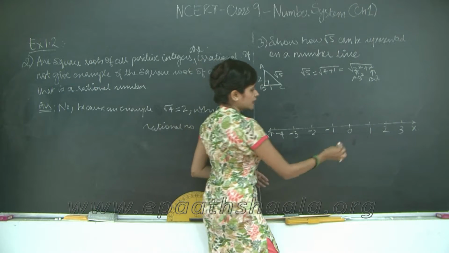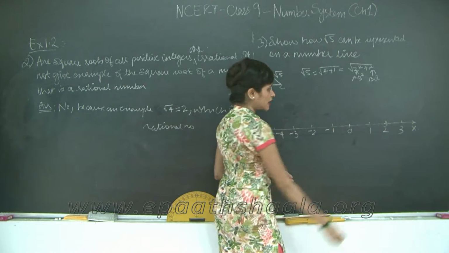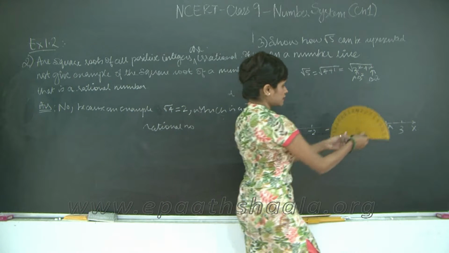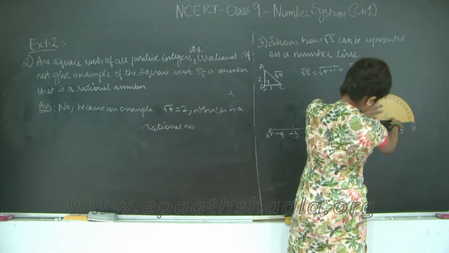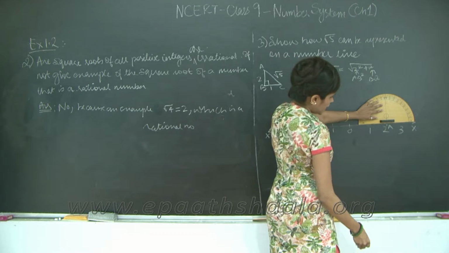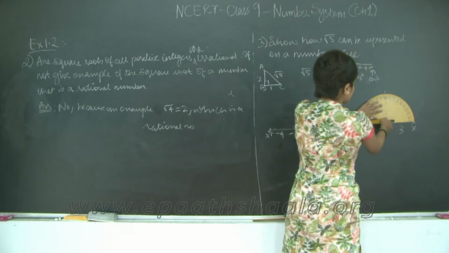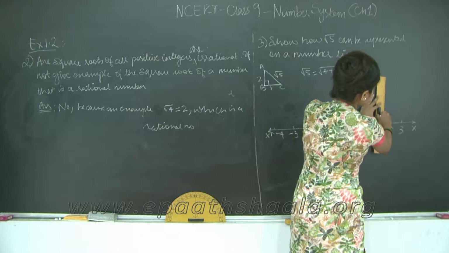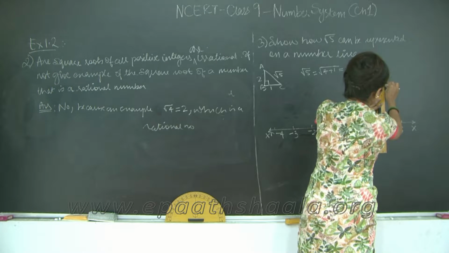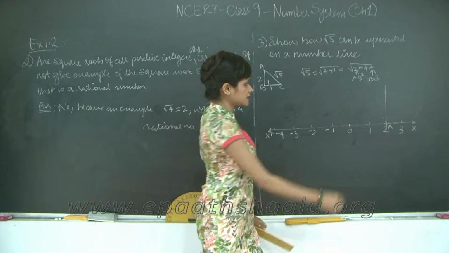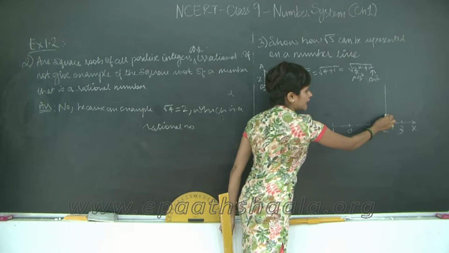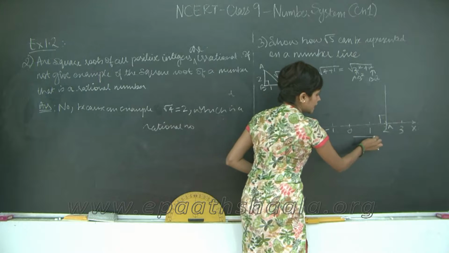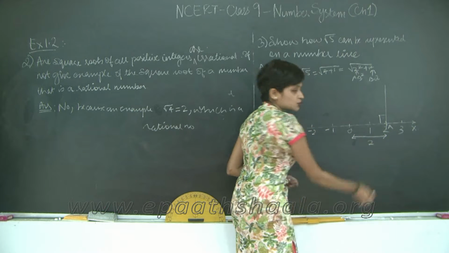Initially I am going to take 2 over here and mark this as point A. Now with A as my point, I place my protractor at point A and mark 90 degrees, and draw a perpendicular from this point to A. So I have drawn a perpendicular to my number line at point A. This length O to A is 2 units.